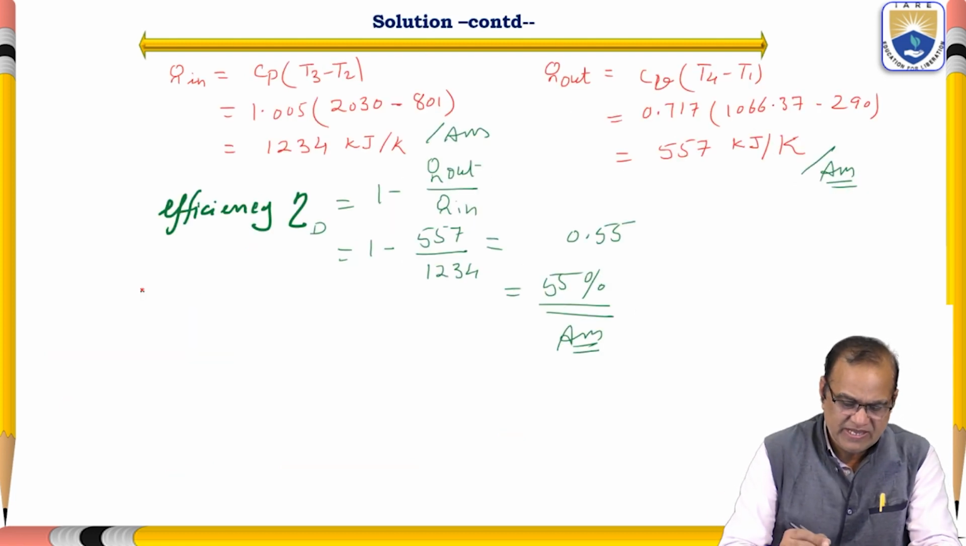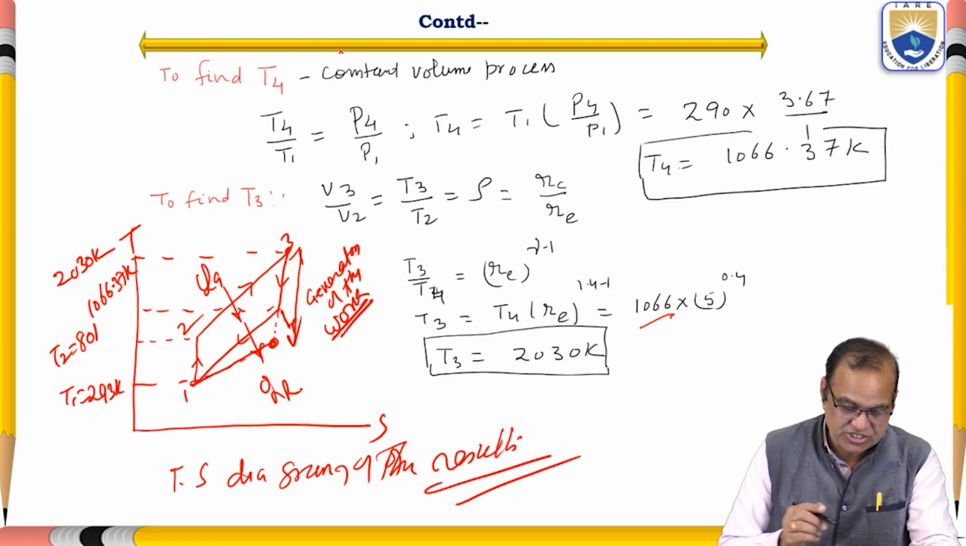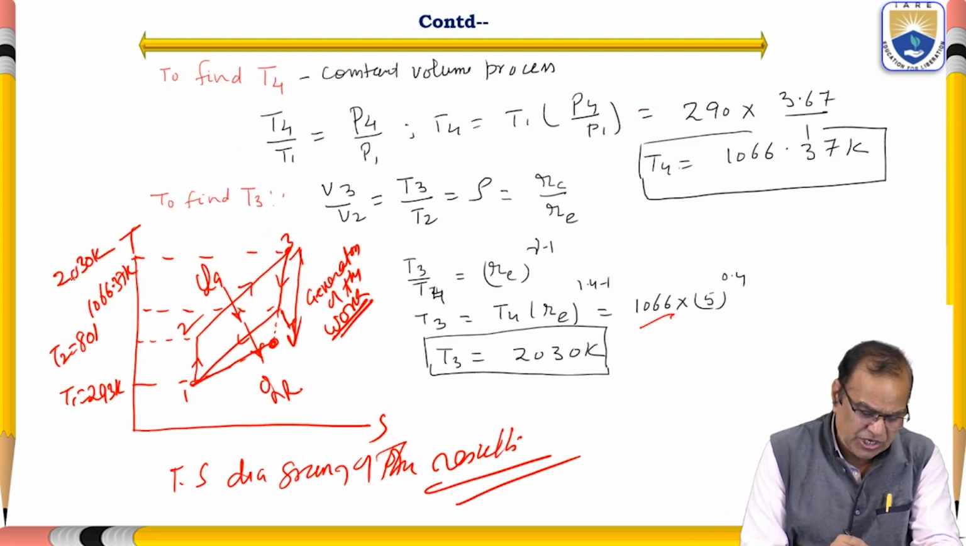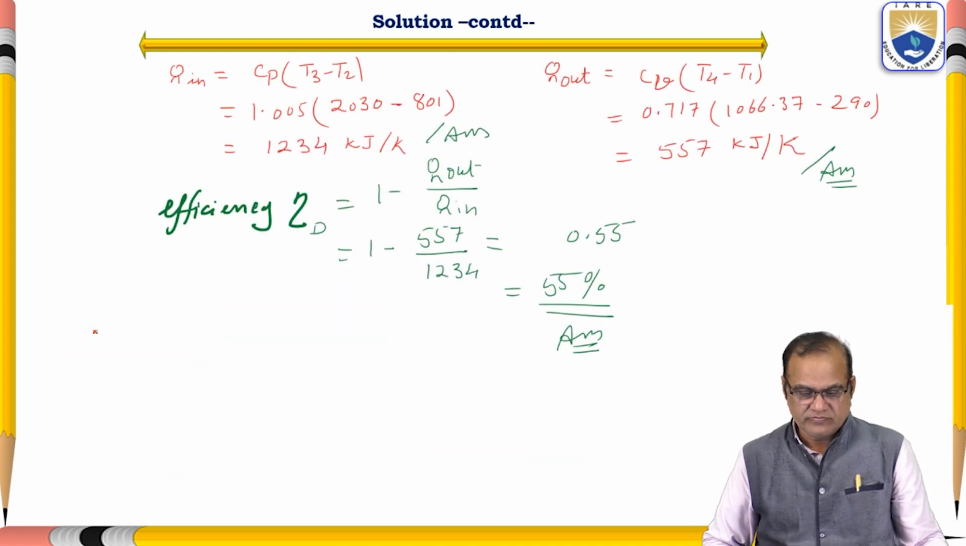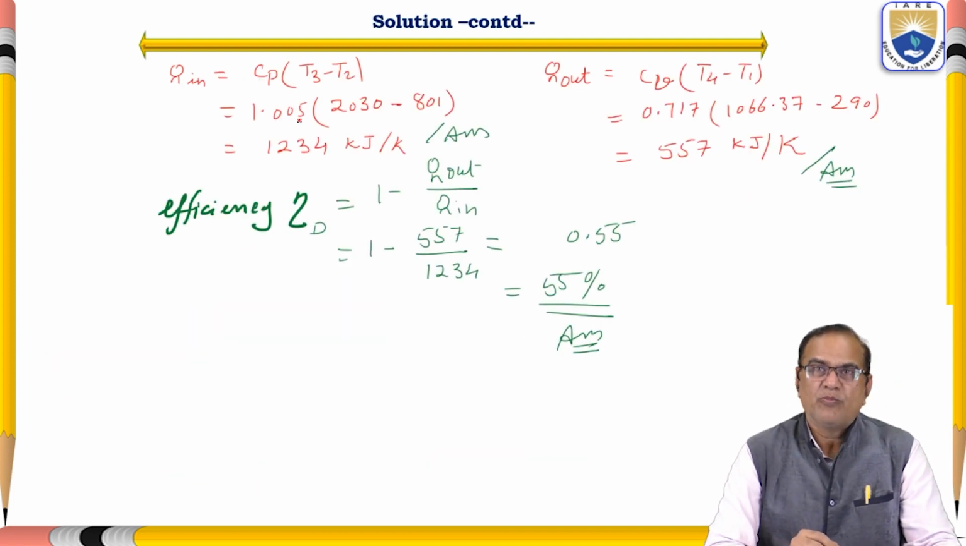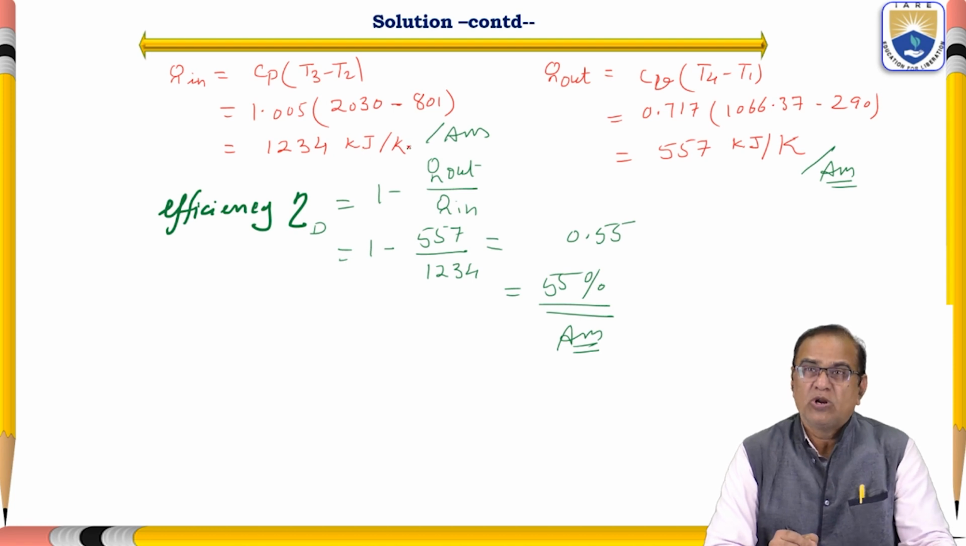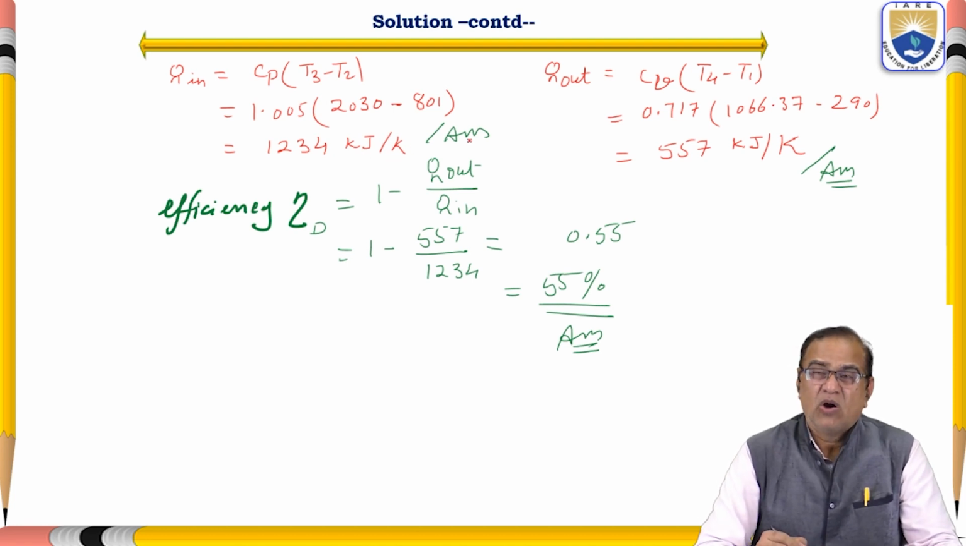So heat in is equal to Cp times T3 minus T2. T3 is 2030 and T2 is equal to 801. So here 1.005 times 2030 minus 801, so 1234 kilojoule per Kelvin. That is the one answer. They ask how much heat is added and how much heat is rejected.